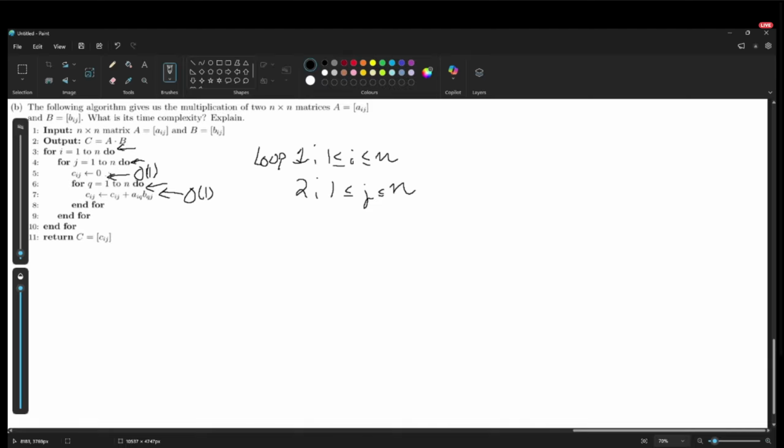all the following instructions are executed exactly n squared times, because the number of times that loop 2 runs is n times, and the number of times below loop 2 is n times. So n times n is n squared. I should write it explicitly right here. So these instructions run n squared times.